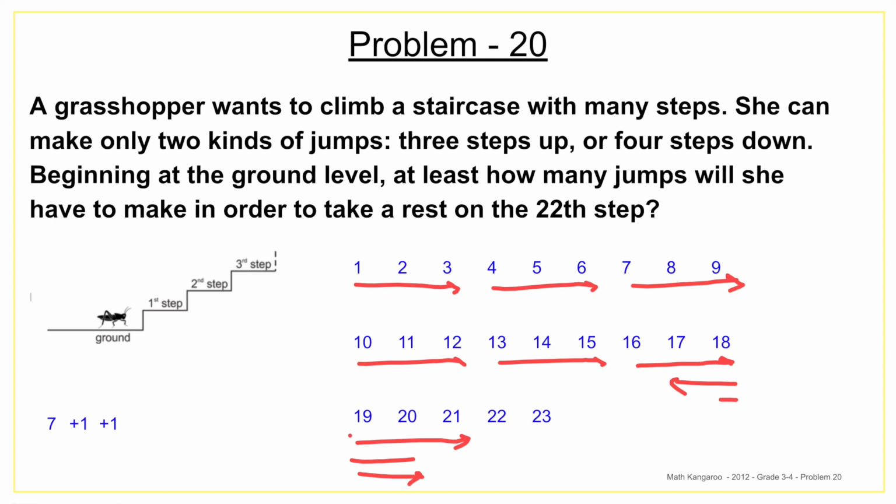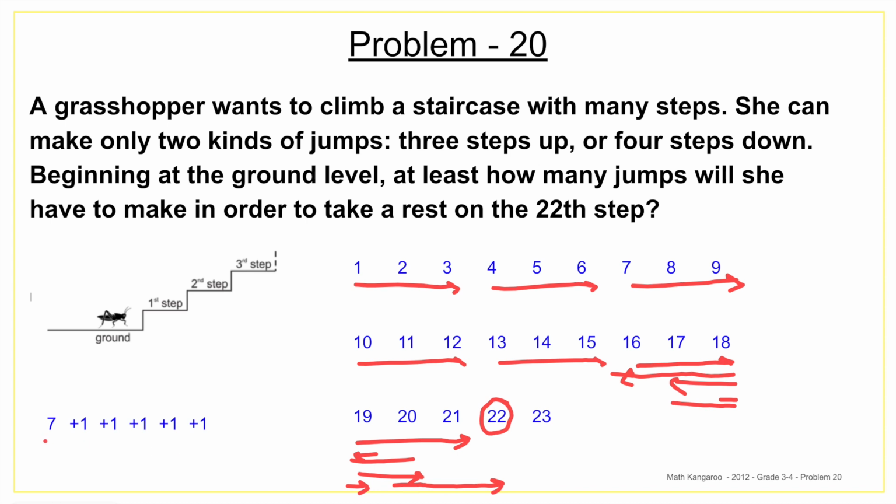Now jump down 4 steps. So 19, 18, 17, 16. So we reached 16. We jump 1 more. Jump up 3 steps now. So 17, 18, 19, and 20, 21, 22. And we reached our destination, the 22nd step. And we did 2 jumps, 17, 18, 19, and 20, 21, 22.